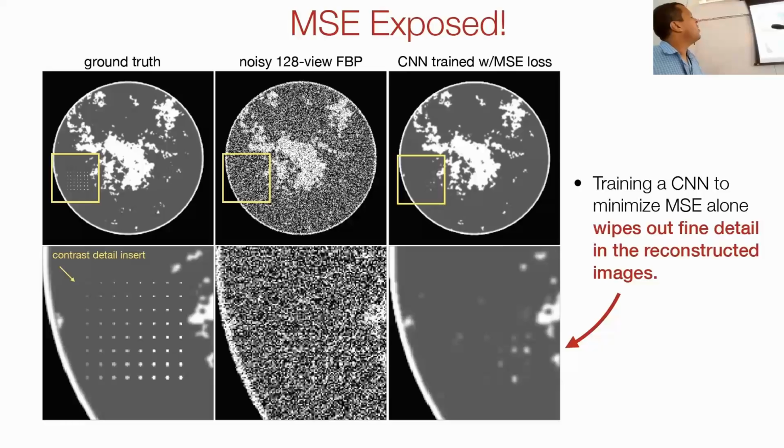All right. So what happens to those when you run this through the network? Here's the truth, here's the input, which is pretty crappy looking, but then you run it through the network and it's much better than the input for sure, but you also see you've wiped out many of the signals there in the contrast detail insert. So what we want to do is see if we can do better than that.